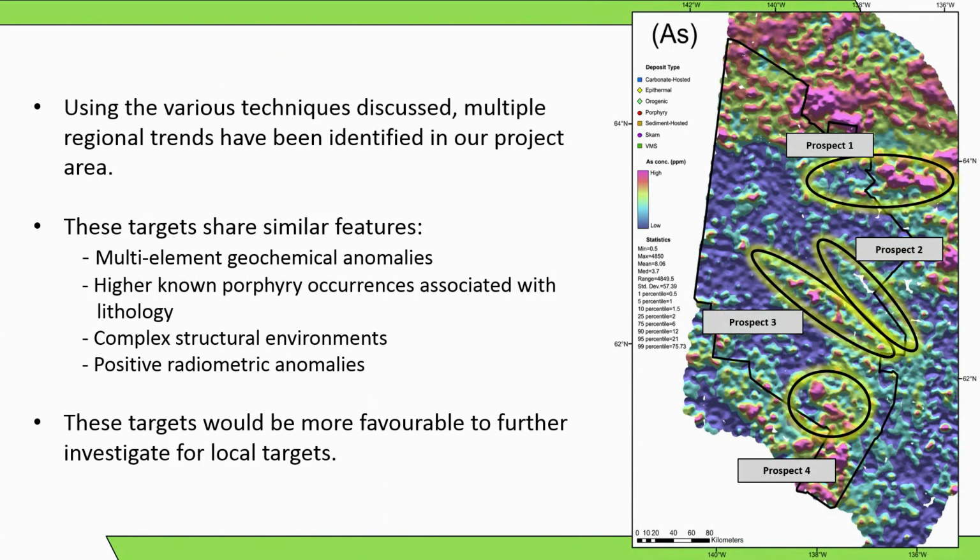So using all these techniques discussed here, multiple regional trends have been identified in our area, prospects 1 to 4. They all share similar features such as geochemical anomalies, higher known porphyry occurrences associated with lithologies, some structural environments that look favorable, as well as some positive radiometric anomalies. In a regional setting, this would be more favorable for further investigation for local targets.